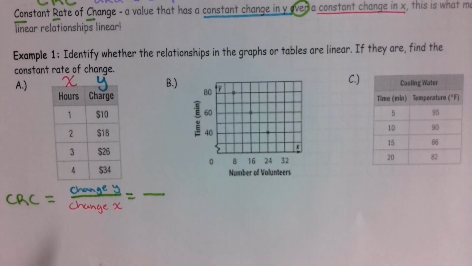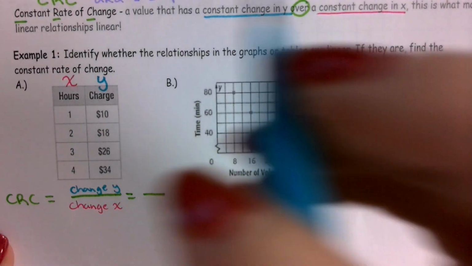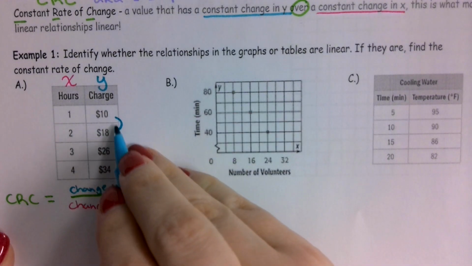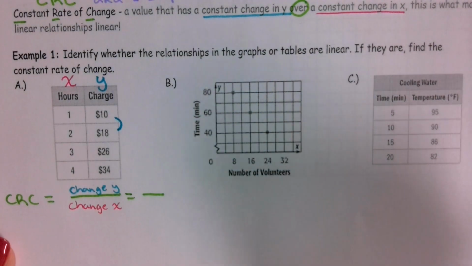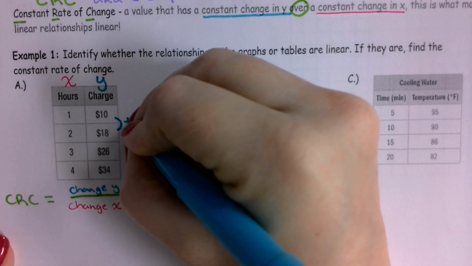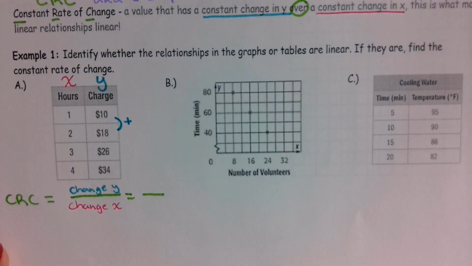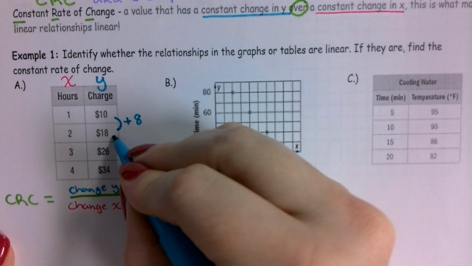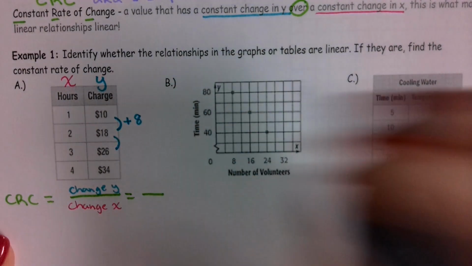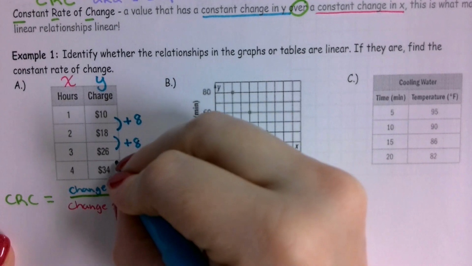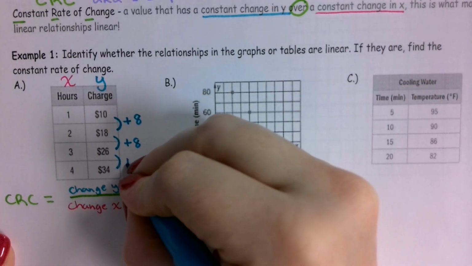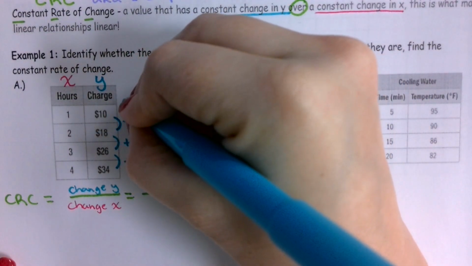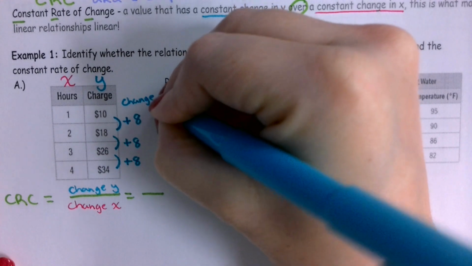So I first want to start with my y's. How are my y's changing? So I'm going from 10 to 18. What am I doing? Am I increasing or decreasing? Increasing. So I'm going to put a plus sign because it shows that I'm increasing. And what am I increasing by? 8. Okay? What about from 18 to 26? Increasing by 8. From 26 to 34? Increasing by 8. So this is my change of y.